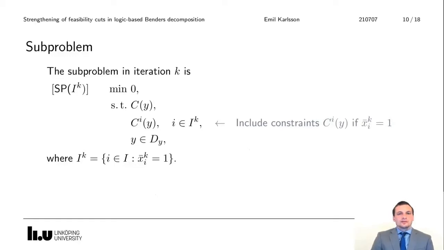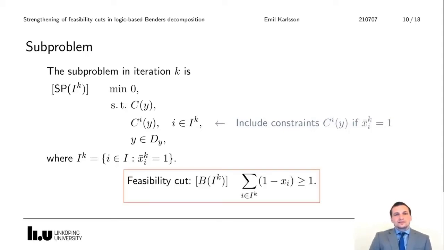The subproblem then becomes a feasibility problem that depends on the master problem variables, and particularly the solution in a specific iteration. For the general subproblem, we include the constraints c(y) and also the c_i(y) for the master problem variables x_i which are equal to 1 in the solution that we look upon, and also the y constraints in their domain. But later, when we want to refine our feasibility cuts, we change this I^k here to be a subset.